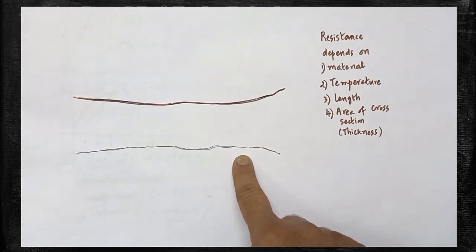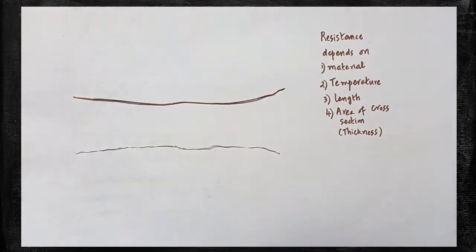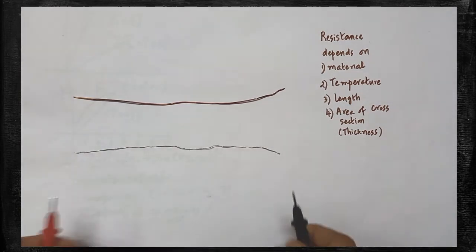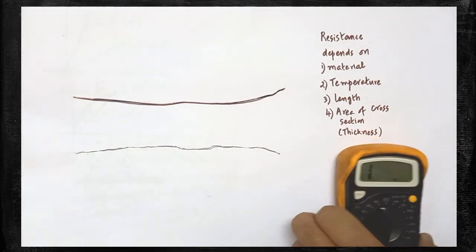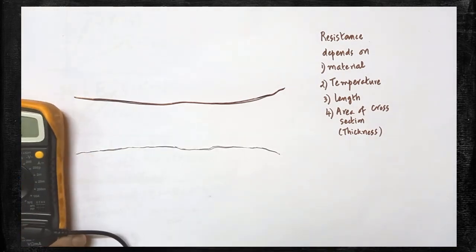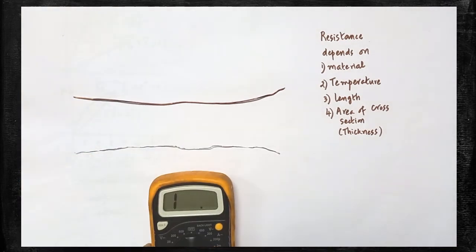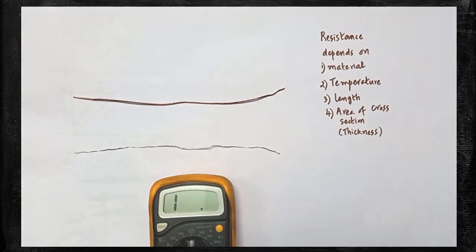Nichrome is an alloy. If nickel and chromium are mixed together in appropriate proportion, you will get a new kind of alloy called nichrome. This one will offer more resistance. Now I am going to measure the resistance of both wires. Look here, with the help of the digital multimeter, we are able to measure the resistance of both wires.